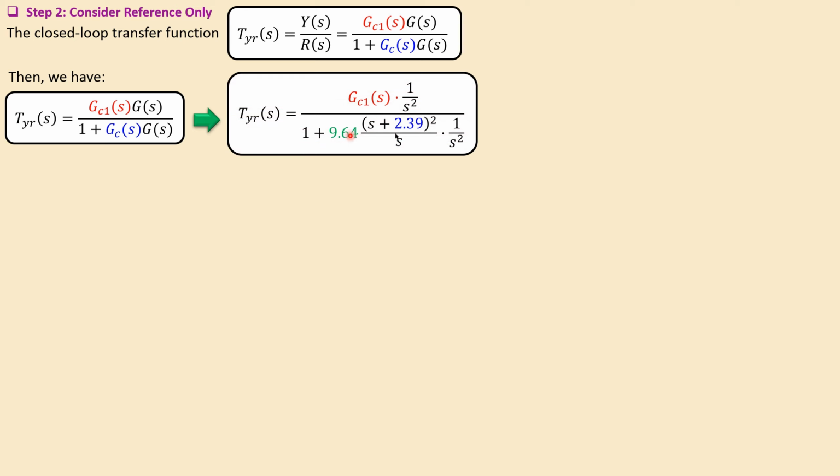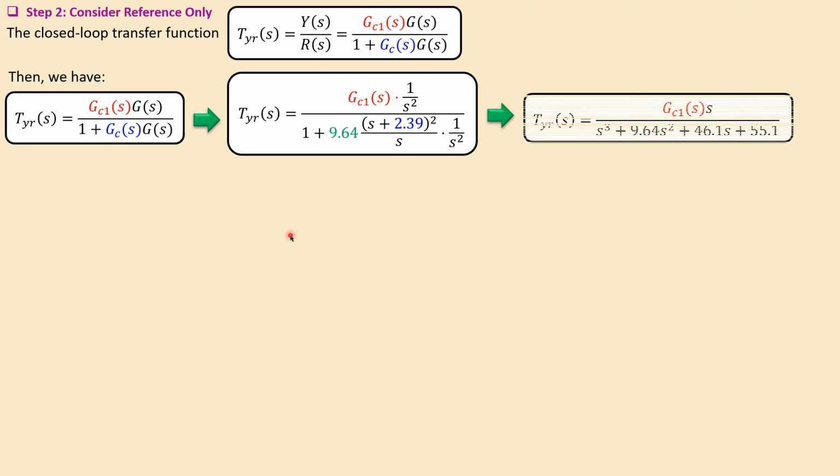What you get is then this is the plant transfer function for the controller, etc. This is then the result. So the only addition is just this. So this is the exact same characteristic equation, or the denominator for TYR is the exact same as TYD.